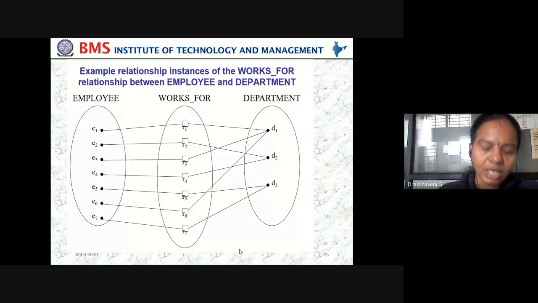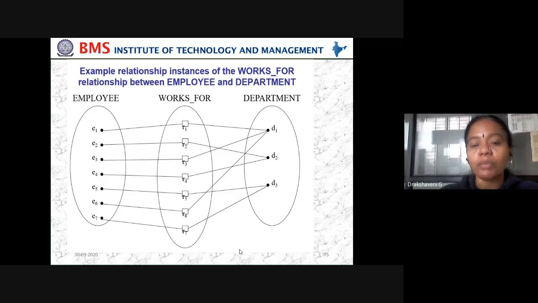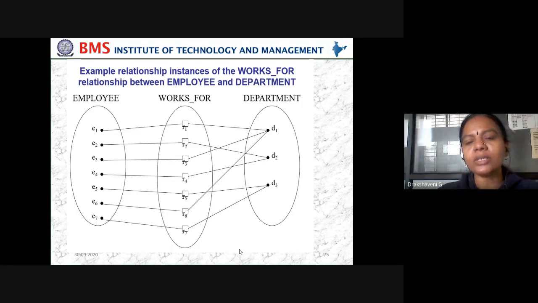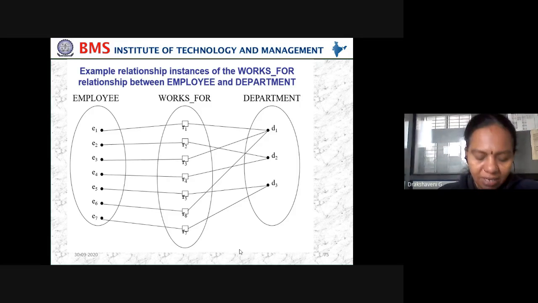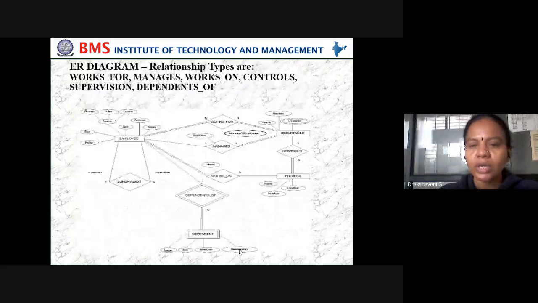So that's what the relationship is. In this example, you can see there are 7 employees working for 3 departments. D1, D2, and D3 are the 3 departments where they are working. In the same way, this relationship may represent 2 employees working for the same project. So that's about a relationship.